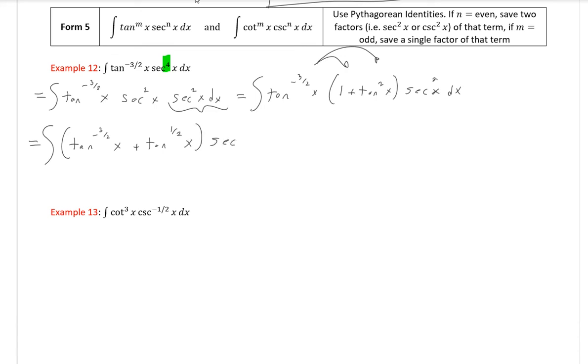And we have secant squared x still on the outside. Now we can do this as u equals tangent, because the derivative of tangent is secant squared x dx. And so now this is the integral of u to the negative 3/2 plus u to the 1/2 times du. Nice and easy.